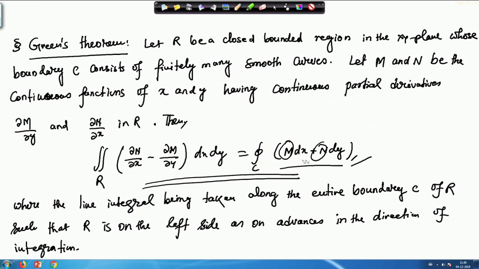to the line integral of M dx plus N dy, and you take this line integral in such a way that the region R enclosed by the curve C is always on the left hand side. That means you are walking in the anti-clockwise direction. All right, so that was the statement of Green's theorem. Today we will verify Green's theorem with some examples.